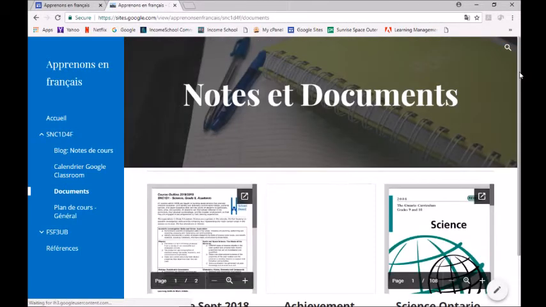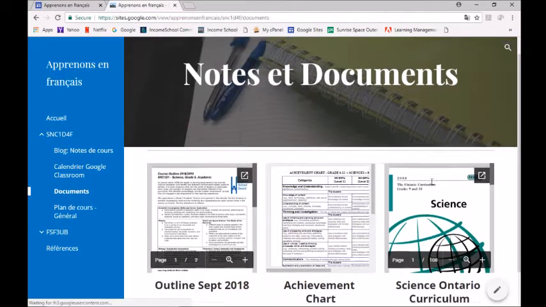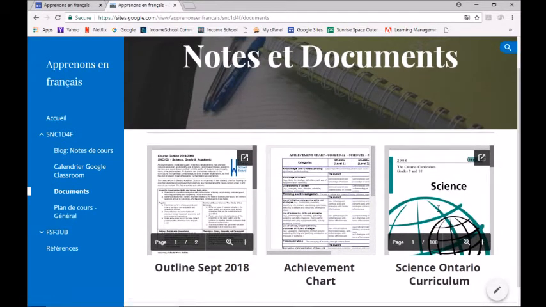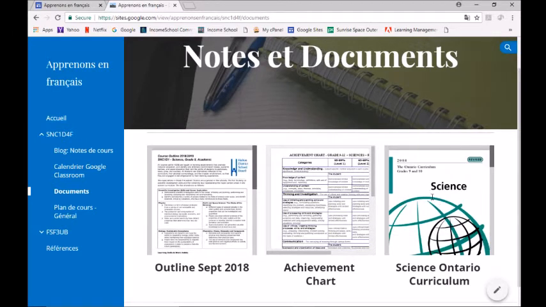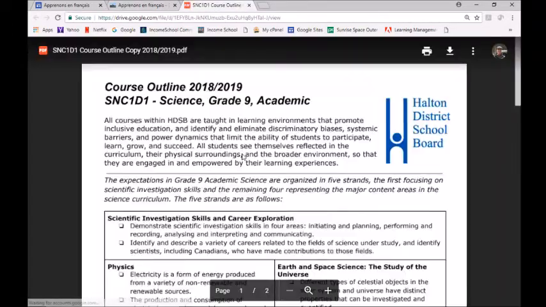Nous avons ici 3 documents qui peuvent être utiles. Le premier est le curriculum de l'Ontario, donc comme il est édité, il s'agit d'aller voir pour la 9e si on veut savoir exactement qu'est-ce que c'est. Nous allons regarder ici le course outline. Le course outline est fait en anglais, donc on va le regarder ensemble.